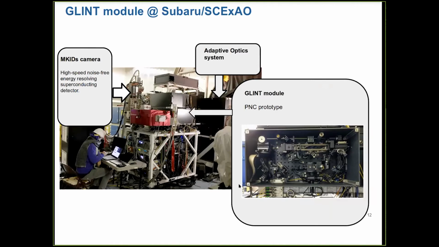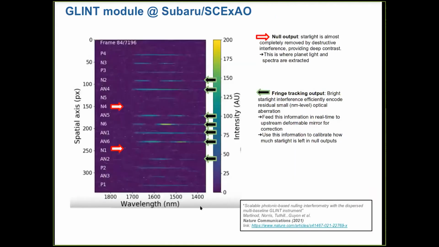And this is the box open. So I'm not going to go into the optics themselves, but this is what the data looks like. This is a typical frame coming from Glint. Wavelength is on the x-axis, and each line is essentially an output of the chip. Some of the outputs are wavefront sensor outputs, shown by the green arrows.